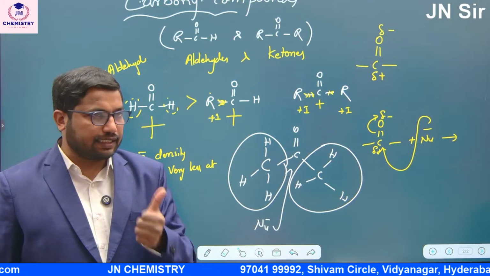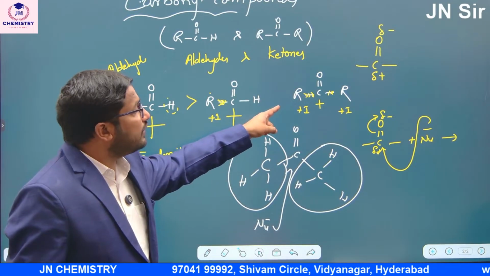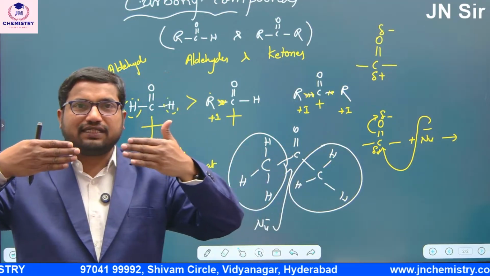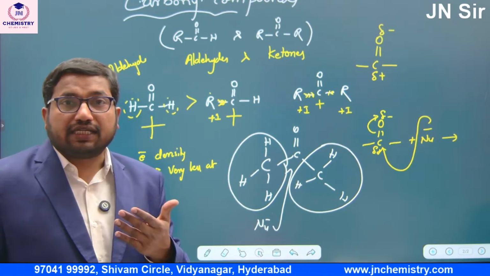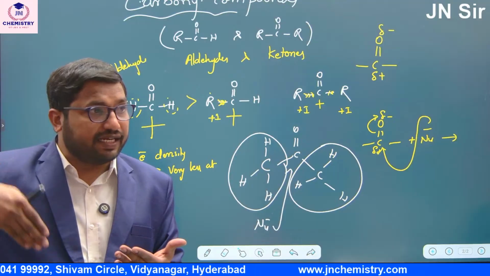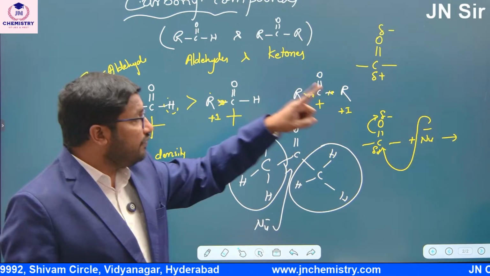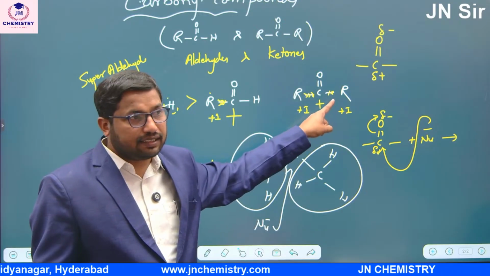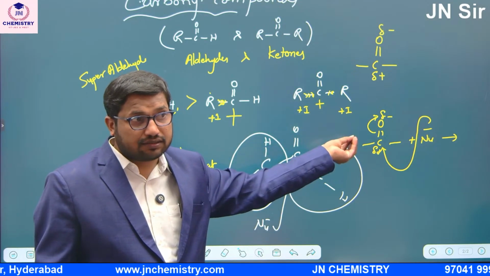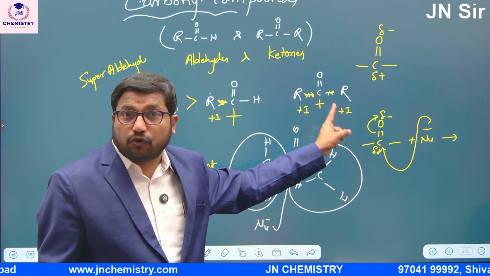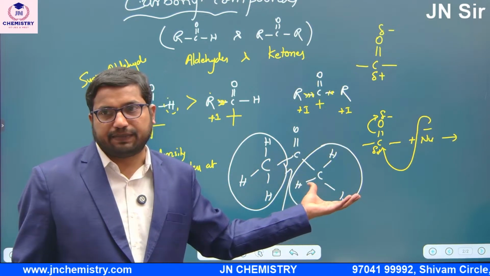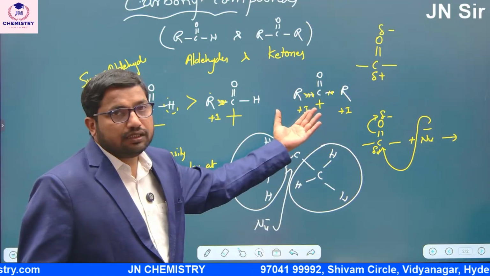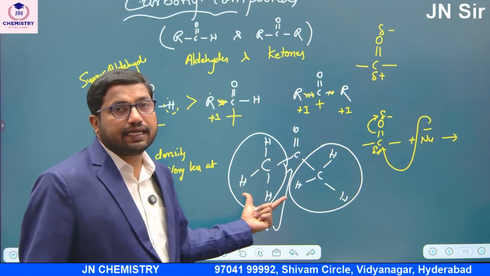Reason number one, inductive effect. Based on inductive effect, what exactly happens? The two plus I groups are there. Because of that, carbon has less electron density. Generally, aldehydes and ketones undergo nucleophilic addition reaction. If the nucleophile wants to attack, the carbon should have less electron density, right? But here the nucleophile is expecting more positive charge. Negative charge wants more positive charge, right? That is the one reason, and the second reason is steric hindrance.